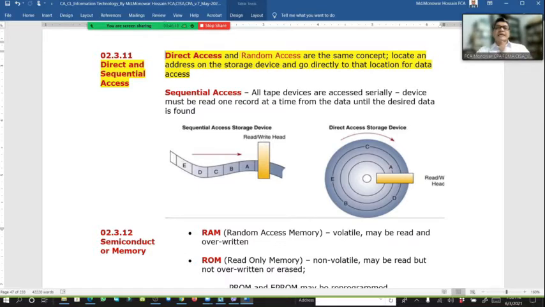And sequential access: all types of devices are accessed serially. That means the device must read and record data one at a time until the desired data is found. So it goes part by part. First it reads and writes data, then it goes to the direct access storage device. And secondary, that means semiconductor memory.